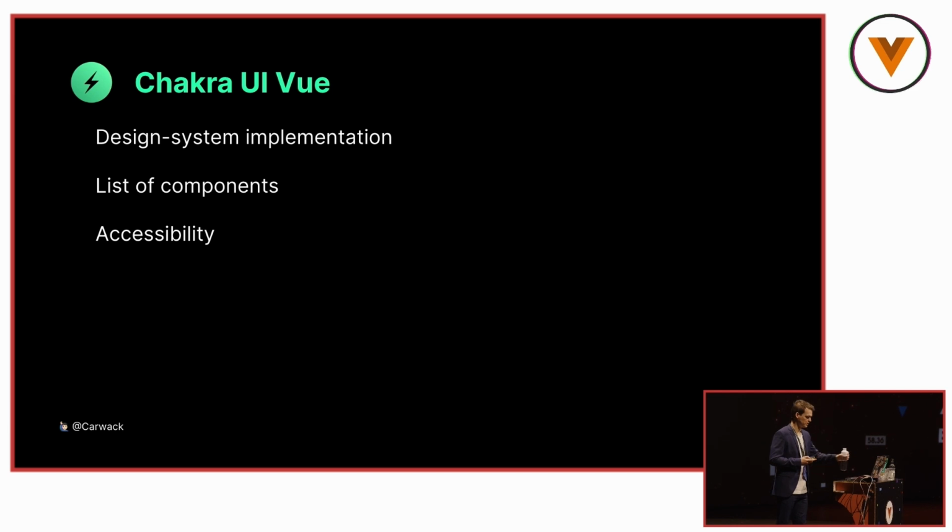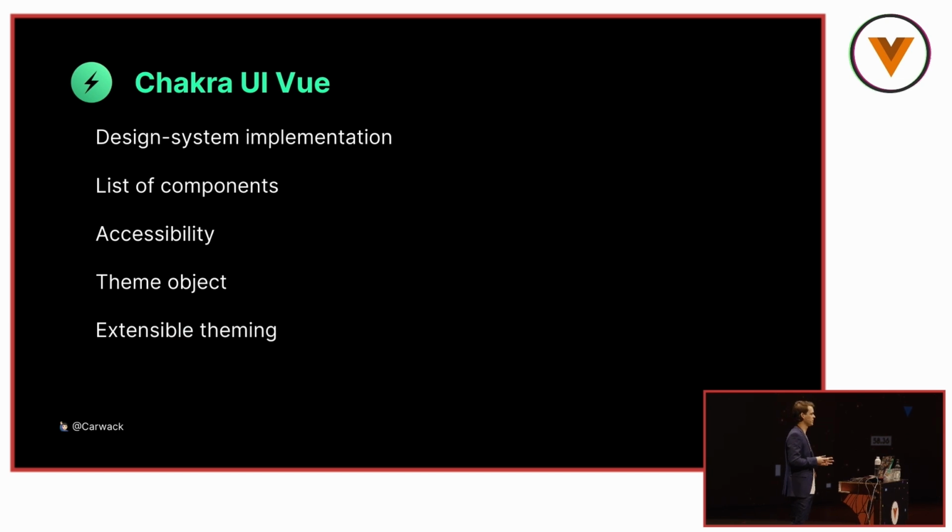Now, Chakra UI Vue also comes with a theme object. This is a theme object with stylings like colors, fonts, and sizes, but also with the styling of the components to get you started. And I say to get you started because Chakra UI Vue allows you to build your application or design system exactly as you want, thanks to the extensible theming API.